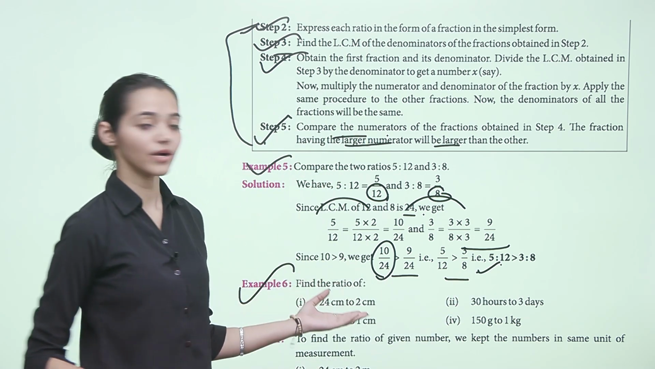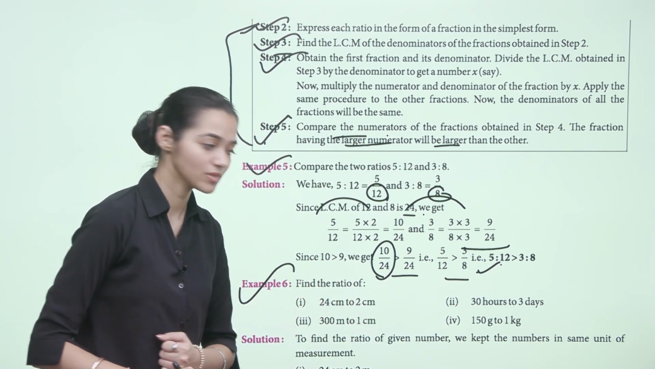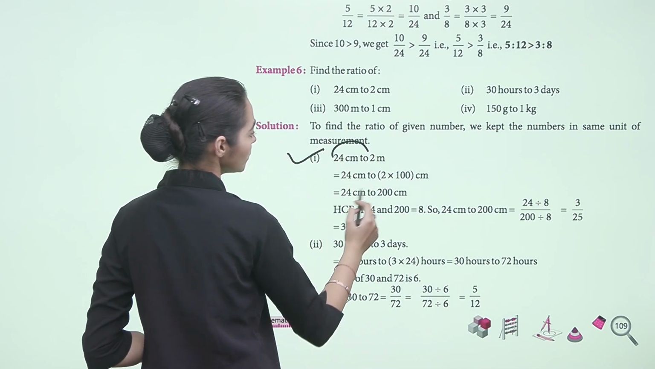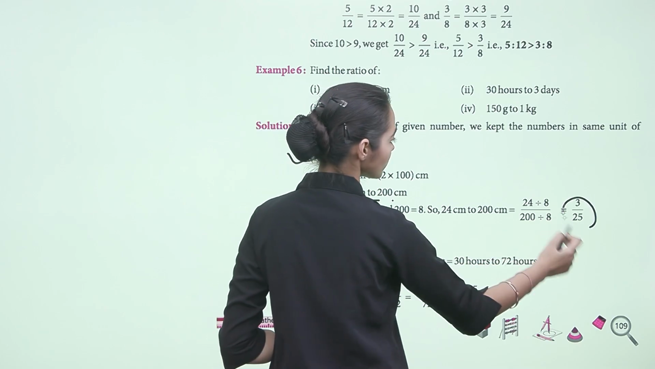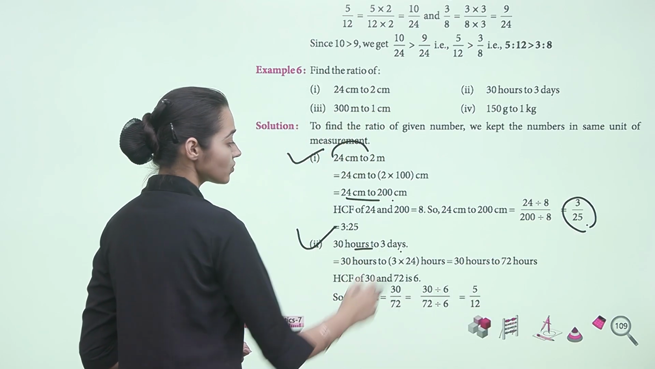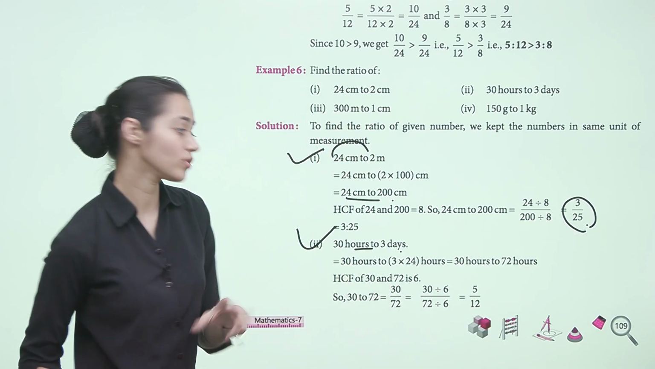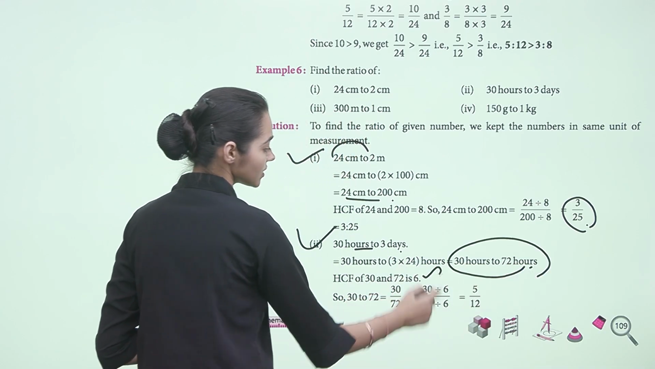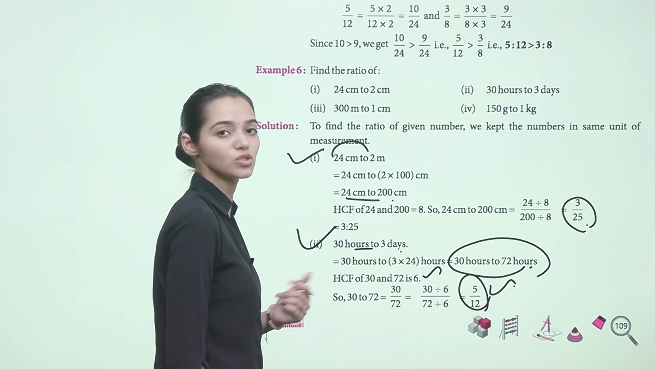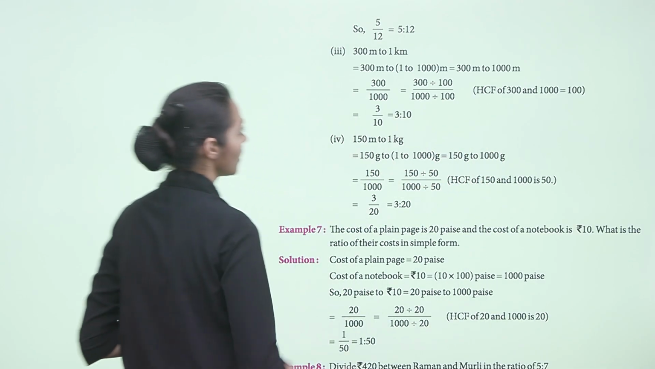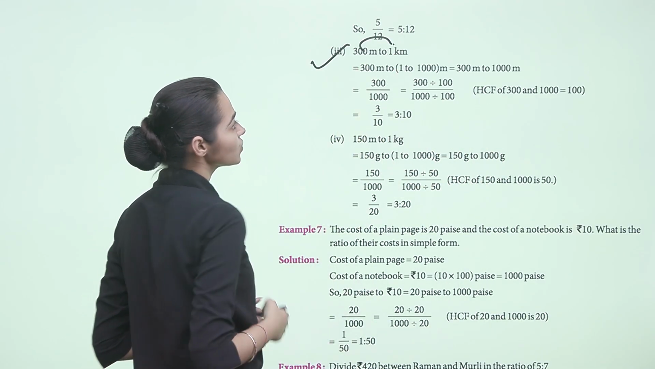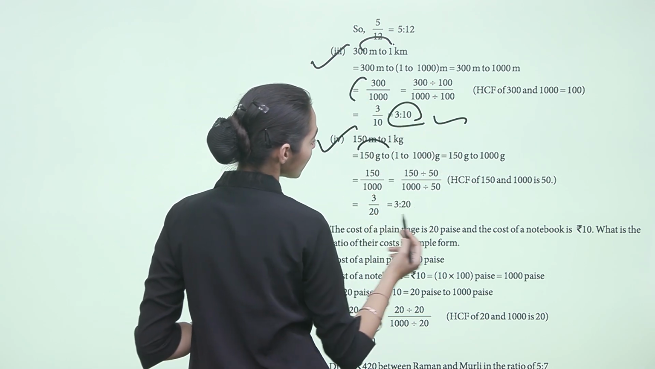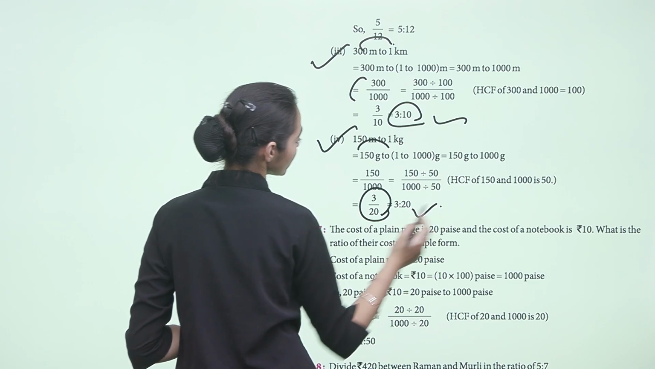Now second, we have to find the ratio of 24 centimeter to 2 meter. So here it will become 24/200, that is equal to 3/25. Next, 30 hours to 3 days, and we know that 1 day is equal to 24 hours. So 3 into 24 is 72, so 30/72, and the HCF of these is 6. Dividing by 6, it becomes 5/12. After that, 300 meter to 1 kilometer, that is 300/1000, that means 3:10. Then 150/1000 is equal to 3/20, 3:20.